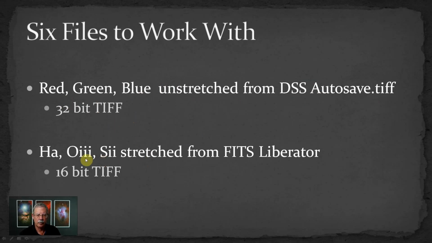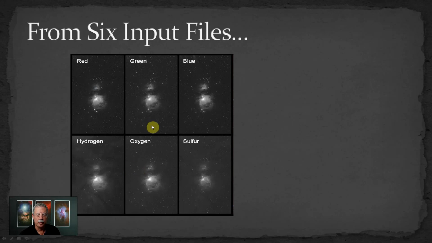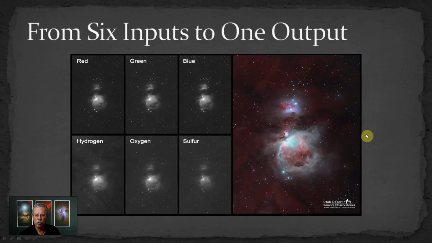And then from Fitz Liberator, I have the narrowband files as 16-bit TIFF files, and those have already been stretched. So from those 6 inputs, we can combine the best of all of these into one output result. And we're going to do that live, and we'll actually do it in 2 steps.